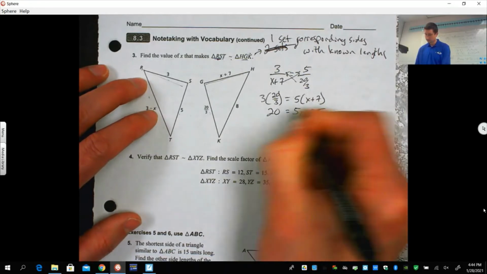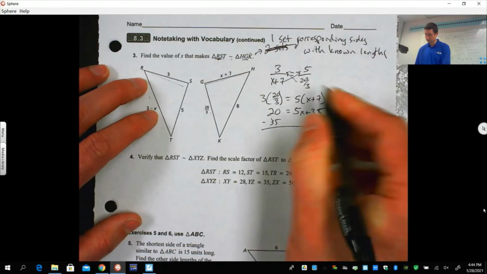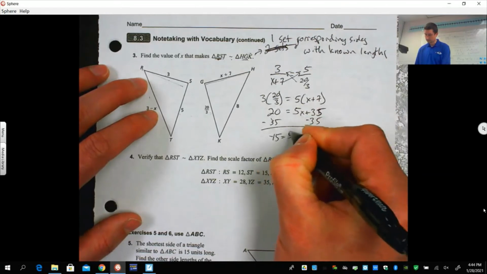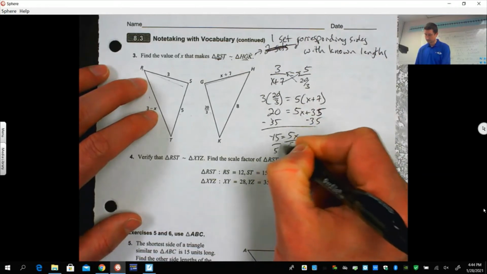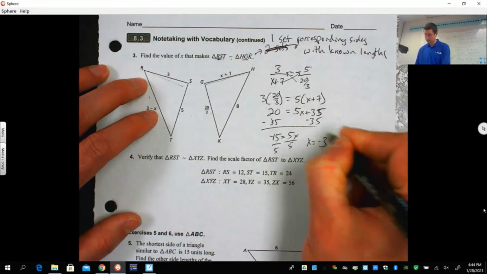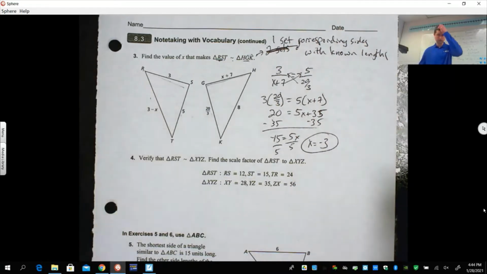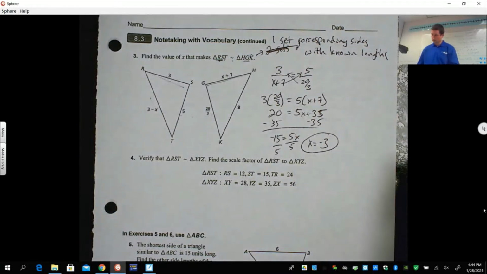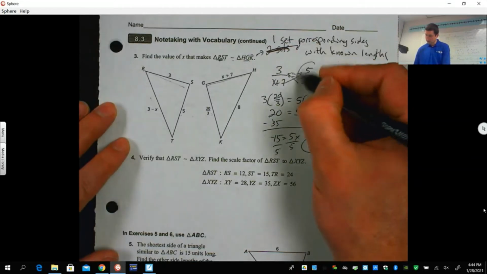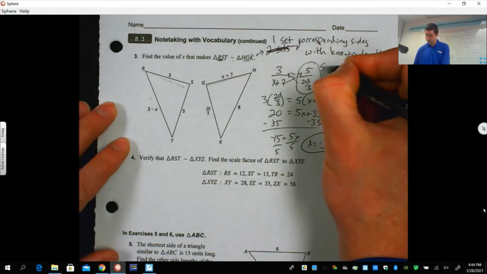And we're in business. Subtract the 35 over. Negative 15 equals 5x, divided by 5, divided by 5. X would equal negative 3. Okay, so this given is going to be what our scale factor is.